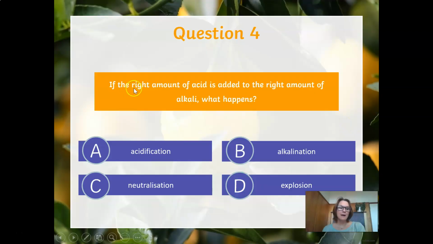If the right amount of acid is added to the right amount of alkali, what happens? A, acidification. B, alkalination. I need some water. C, neutralization. Or D, explosion. What's your answer? I'm going to go with C, neutralization.